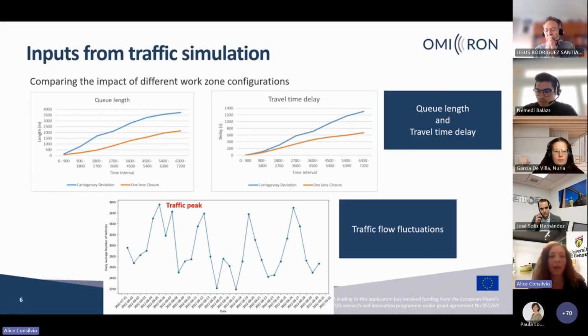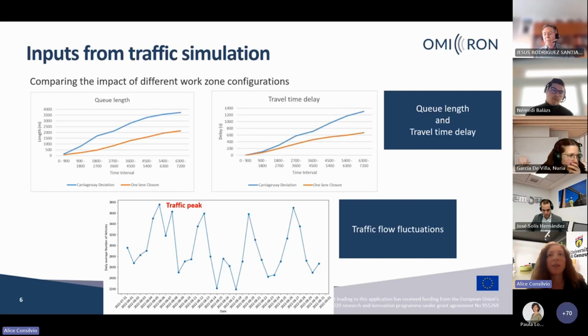The output that we get, basically, we consider as main parameters the queue length generated by the presence of the work zones, and also the travel time delay due to the work zones present, according to the specific condition of the traffic in that period, in those days of the year.